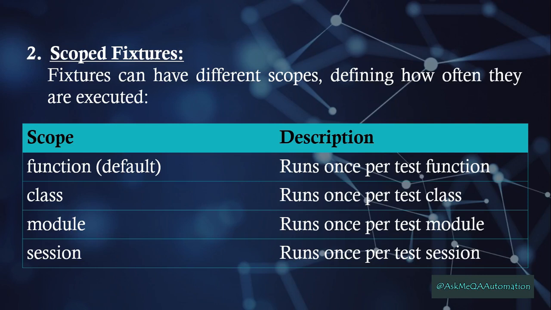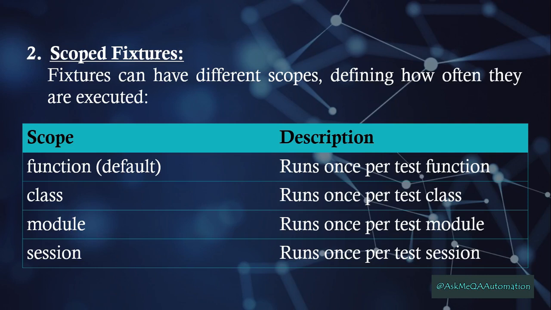There are 4 different types of scopes in fixtures. First one is function scoped fixture. So this will run once per test function. This is the default fixture. The second one is class scoped fixtures. This will run once per test class. So class is nothing which contains functions and member variables.